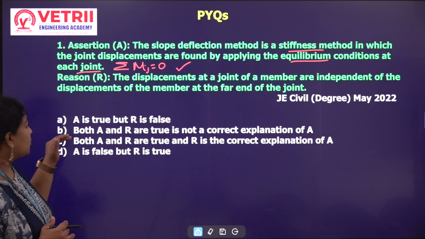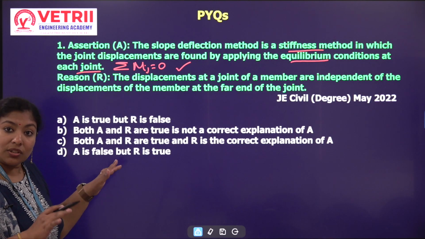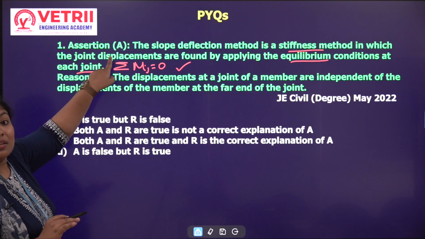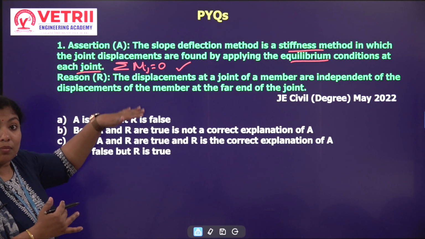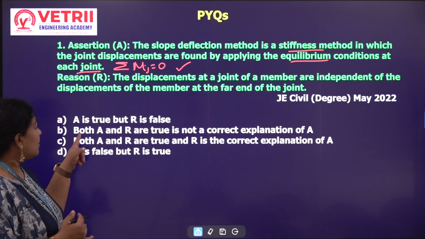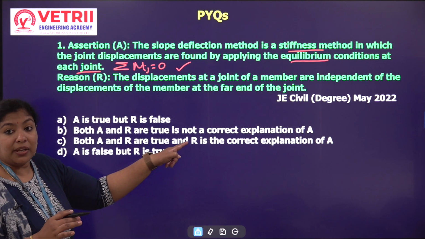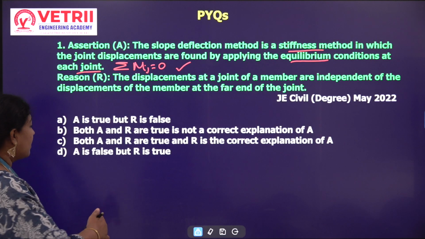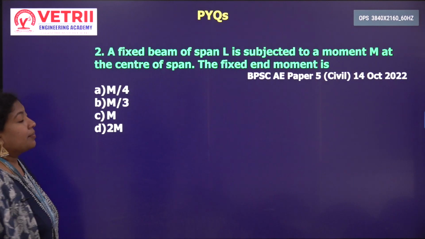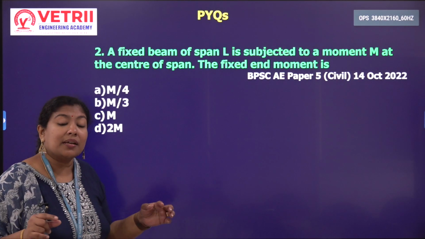Now let's see the options. A is true and R is false? No, both are actually correct, but R is not the exact reason for A. Individually it is correct. So here you can write the option: both A and R are correct, but R is not the correct explanation of A. So that's the correct option. Clear? Now the next one, a fixed beam of span L.